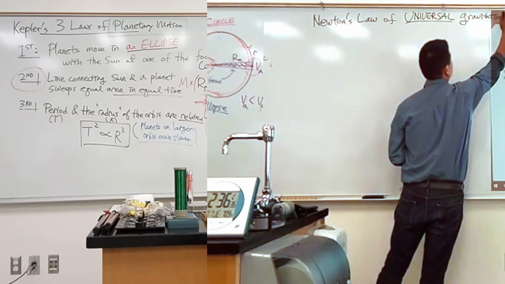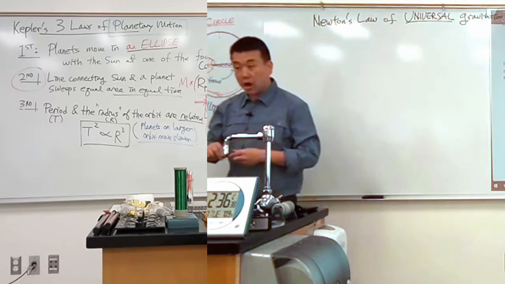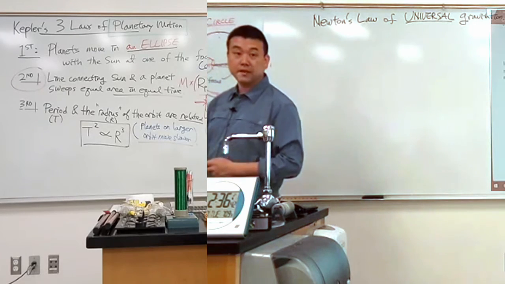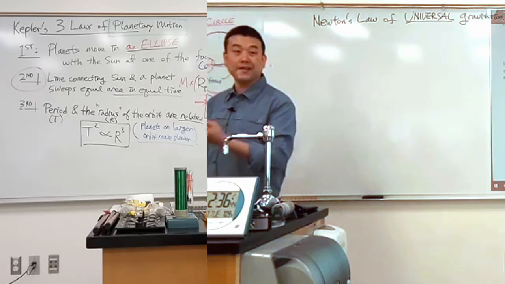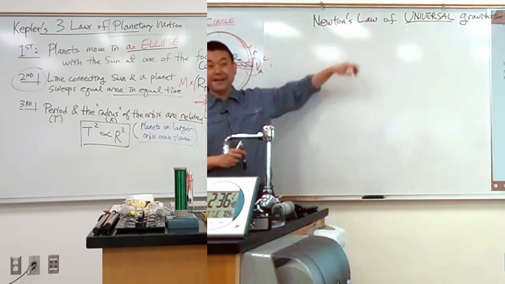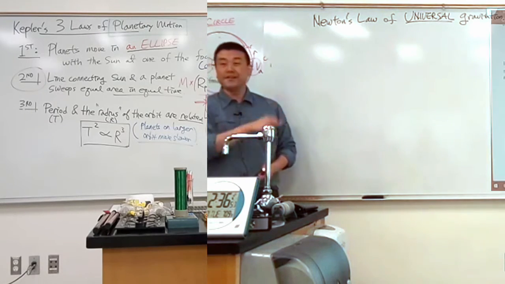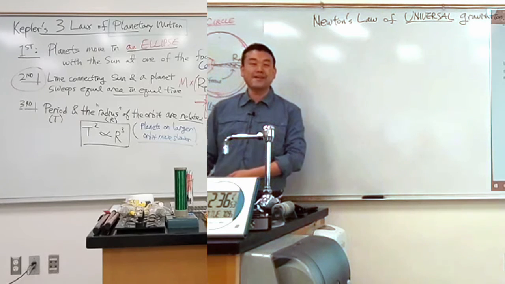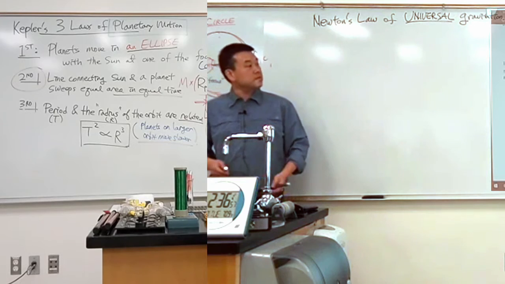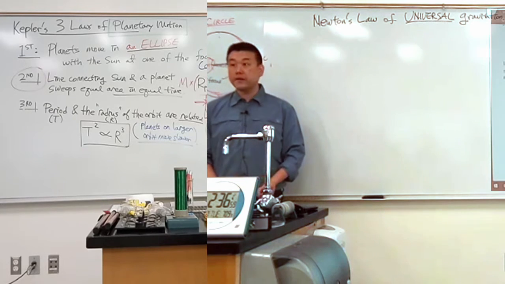So the contrast is right in the name. With Kepler's laws, the name itself limits it only to planets. And you find that it holds for comets as well, but it's still limited. Newton's law of universal gravitation, well, it's meant to be universal. You can't get broader than that. So this is the law that Newton is credited with.